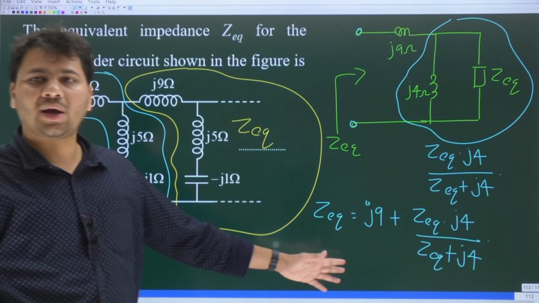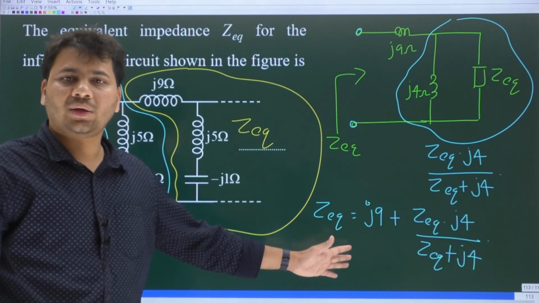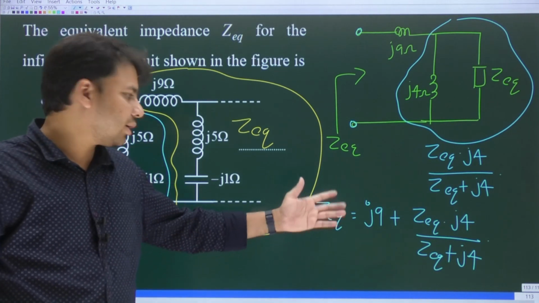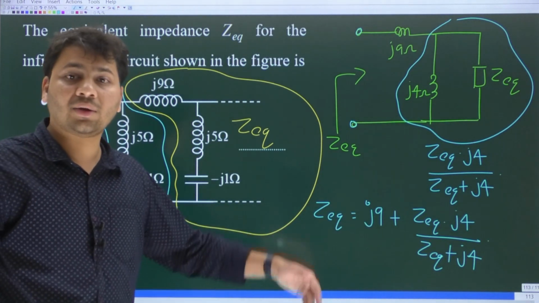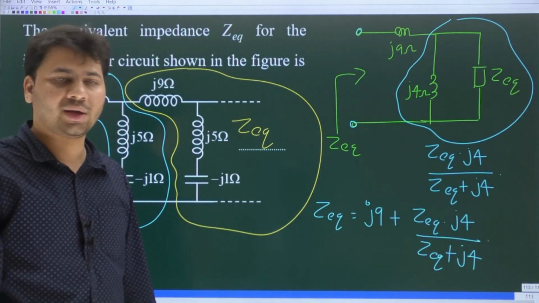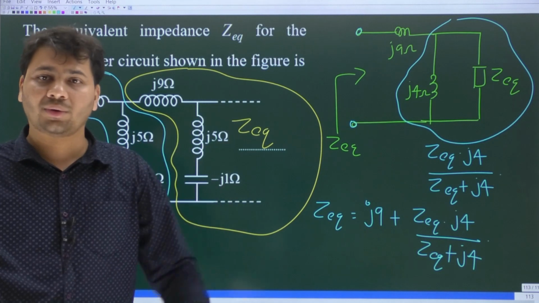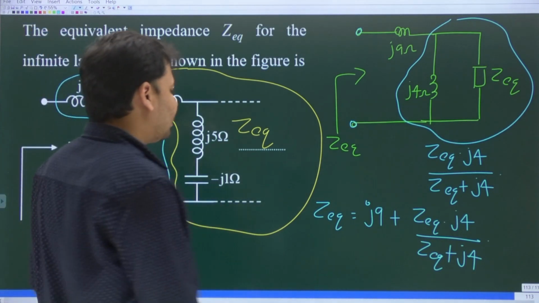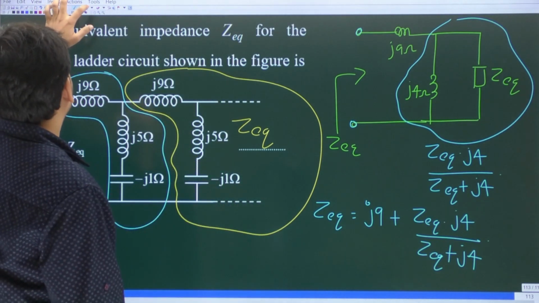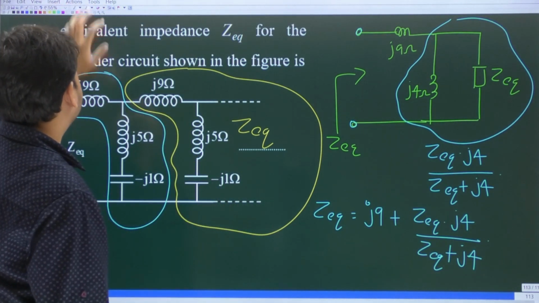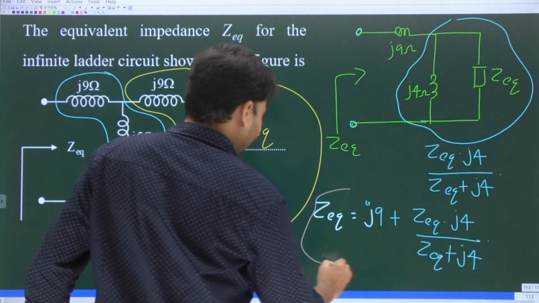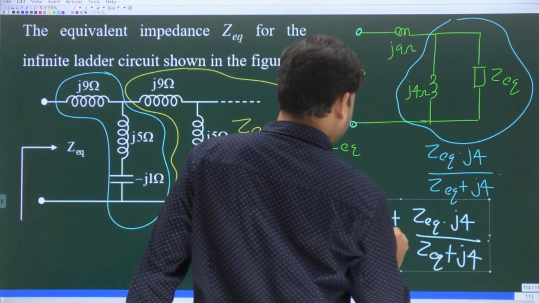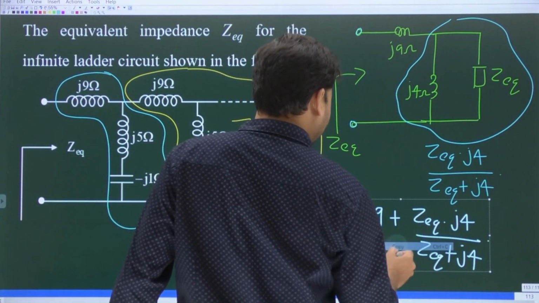That's all. What is the only unknown in this equation? Z equivalent. When you take LCM and so on, you'll get a quadratic equation for Z equivalent. That means there will be 2 roots, or 2 different values for Z equivalent. I'll copy this and solve the equation in the next slide. I hope it is clear up to this point.